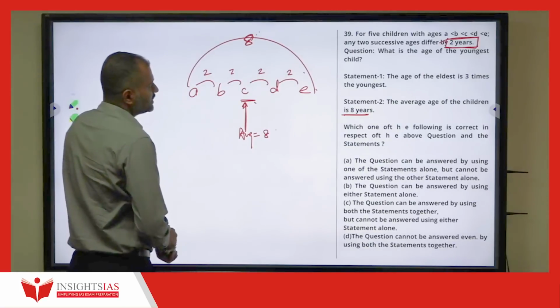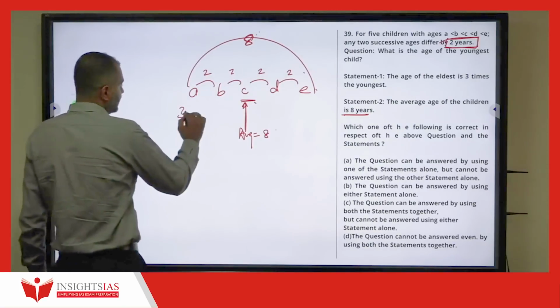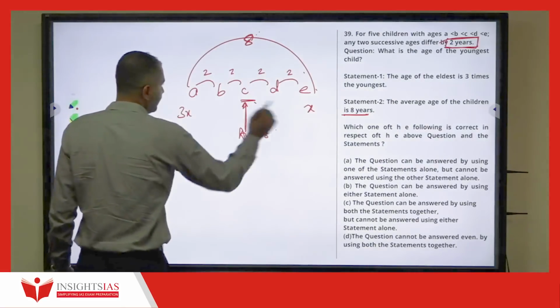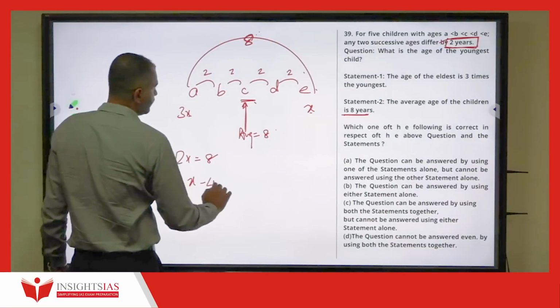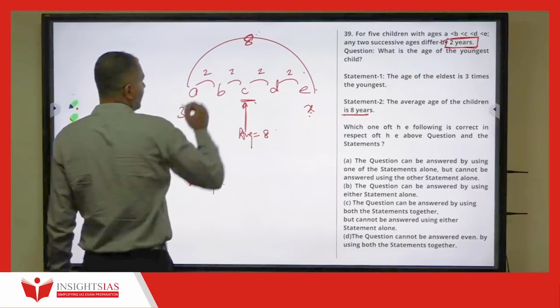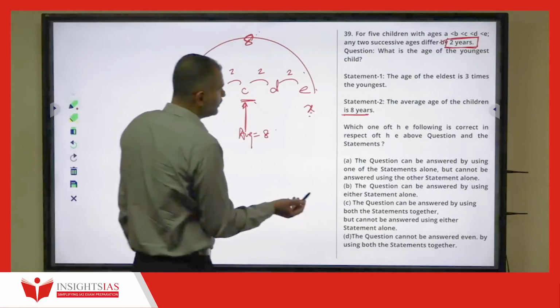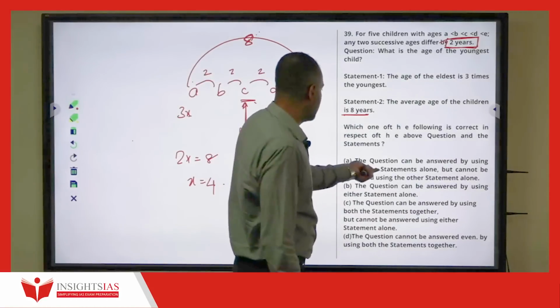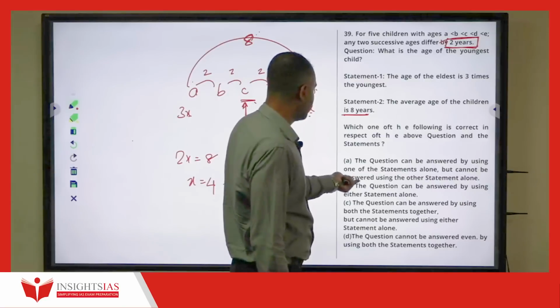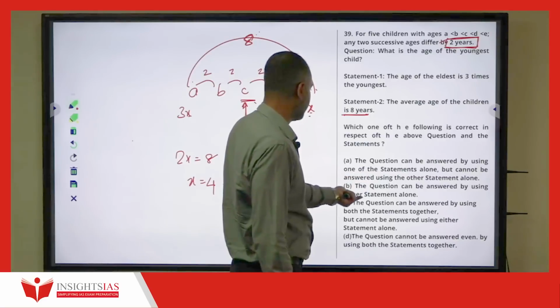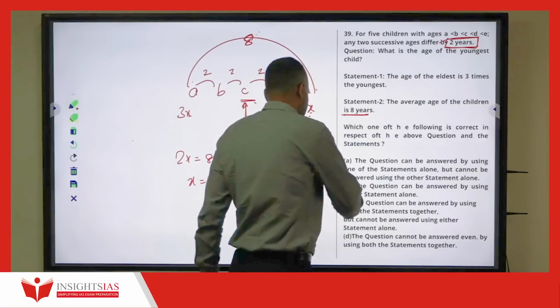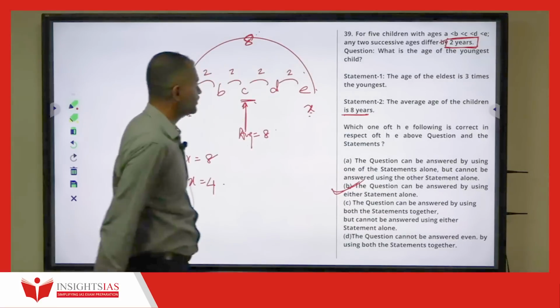The age of the eldest is 3 times the youngest. So this is 3x, this is x. So the difference between these two, 2x, is equal to 8. So x is equal to 4. Okay, if this is 4, you can add 8, so that has to be 12. So with any one of the statements you can answer. The question can be answered by using either statement alone. Either statement alone is sufficient to answer this one.